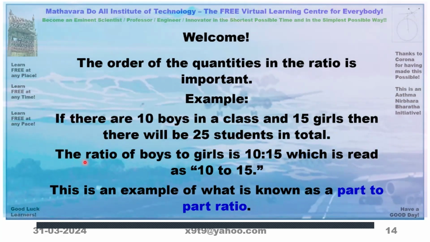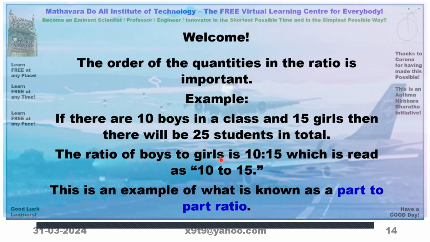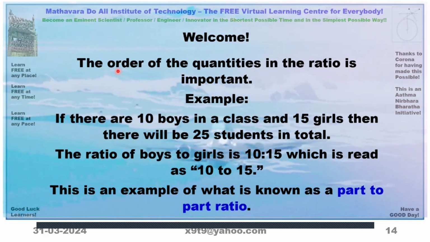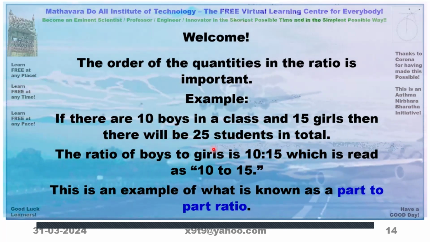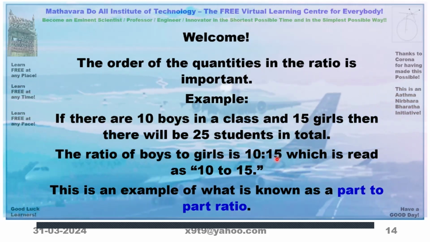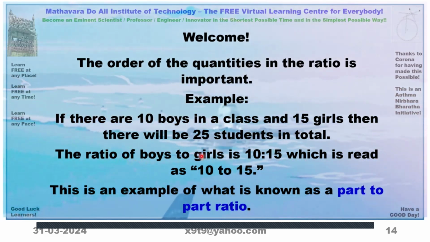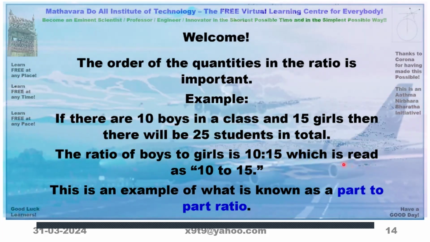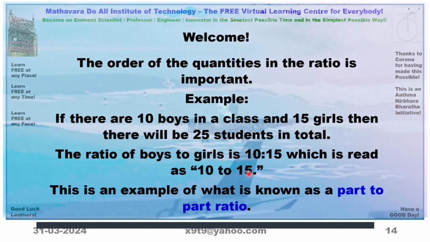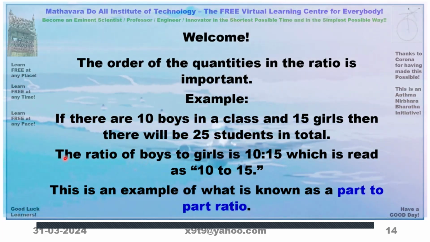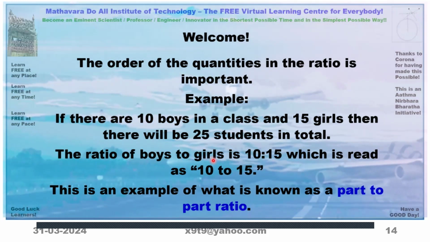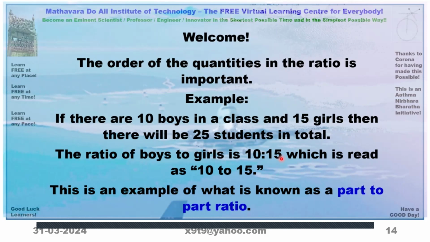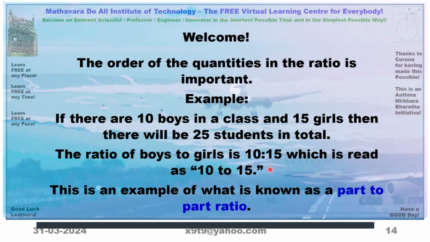Now, we want to write the ratio of boys to the girls. The order is, whichever comes first we have to write first. So first is boys, that will be 10 here. Next is girls, 15. So the ratio of boys to girls is 10:15. This is read as 10 to 15. Now, suppose we want to say the ratio of girls to boys, then 15 comes first, colon 10, which is read as 15 to 10.